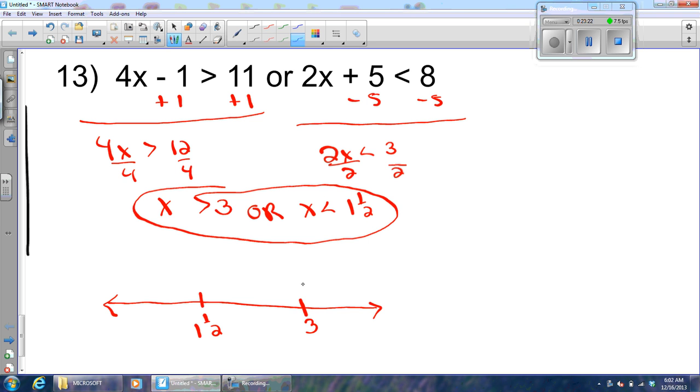They're closed points when I have equals in there, right? Like if that were equal, it would be closed. It's not equal, so I won't put it in. I need numbers greater than 3. Well, they are to the right of 3, aren't they? And I need numbers less than 1.5. All those are to the left of 1.5. And that's it.